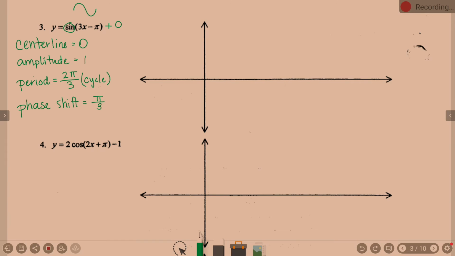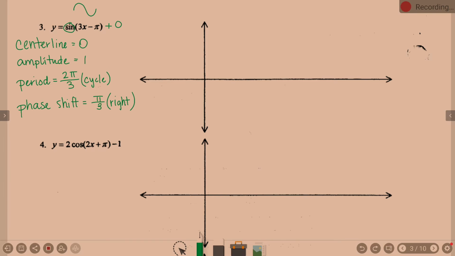Just like traditionally, this is inside the parentheses. That's a minus sign, so we're going to use the opposite. And so this is a positive pi over 3. And this means we will be going to the right pi over 3. So you're going the opposite direction of the sign. Now, if you're okay with that, that works.